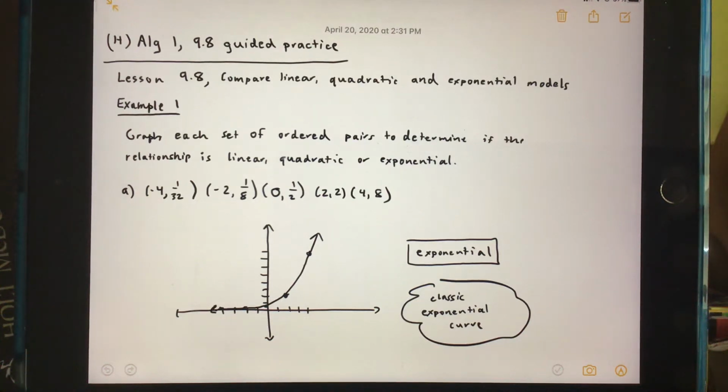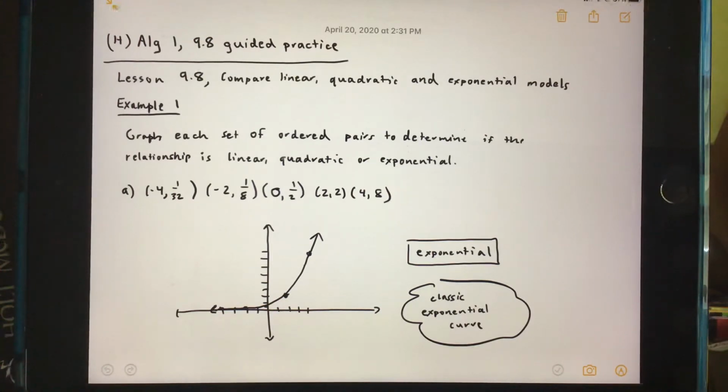Hello, algebra classes. Okay, we're going to start looking at the last lesson in our chapter 9 that will conclude our study of quadratic equations. We're actually going to do some recalling about our linear equations and our exponential equations. We're going to be doing some comparing of these linear, quadratic, and exponential equations.